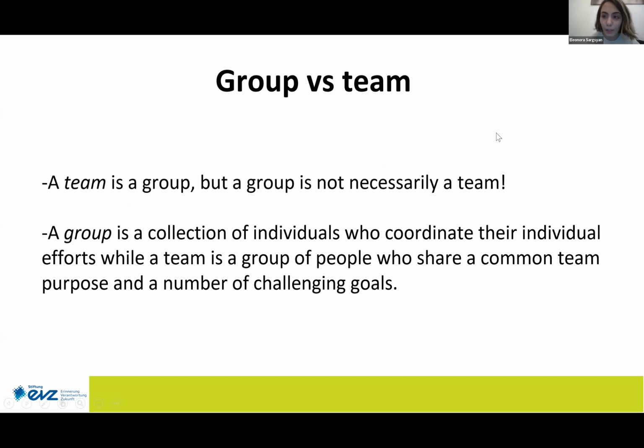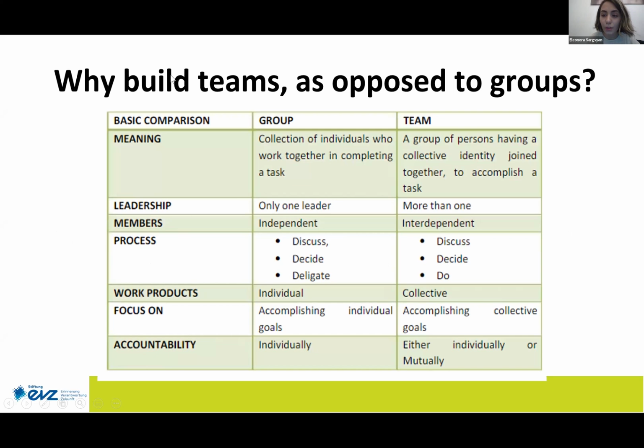A group is a collection of individuals who coordinate their individual efforts, while a team is a group of people who share a common team purpose and a number of challenging goals. Here we can see in a systemic way how teams and groups are different. The meaning: a collection of individuals who work together in completing a task, a group of persons or team having a collective identity joined together to accomplish a task.